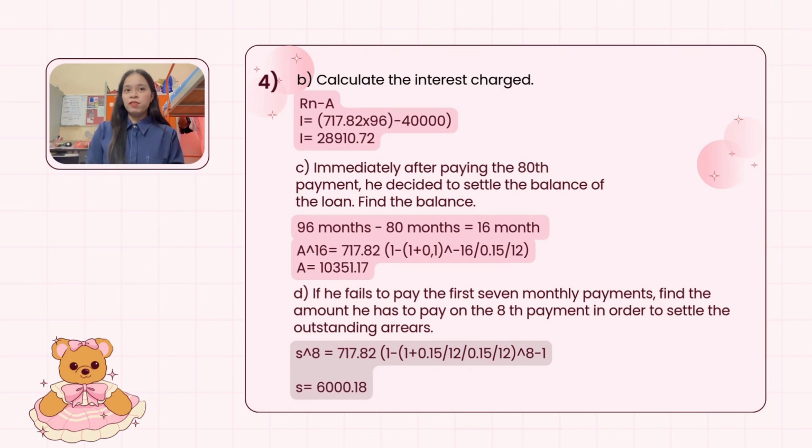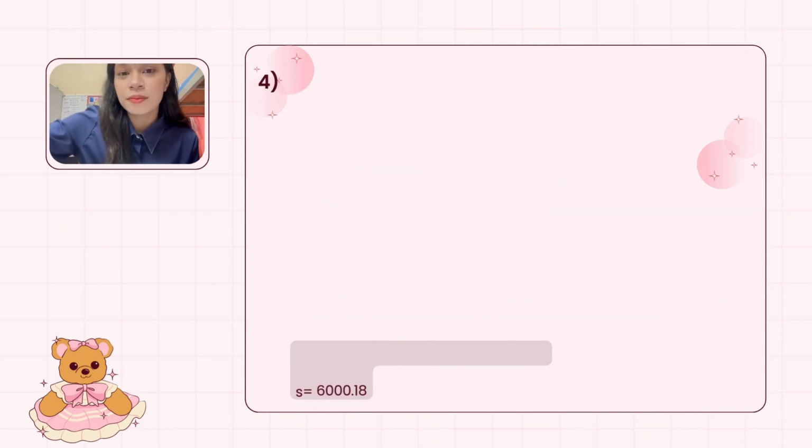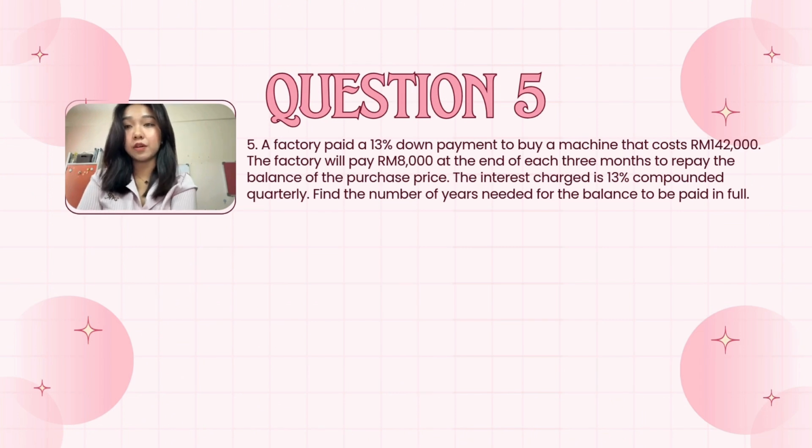D. If he fails to pay the first 7 monthly payments, find the amount he has to pay on the 8th payment in order to settle the outstanding arrears. We're going to use the future value formula: S8 equals R bracket 1 plus I bracket to the power of n minus 1, per I. After we fill in the formula, we get S8 equals 6,086.